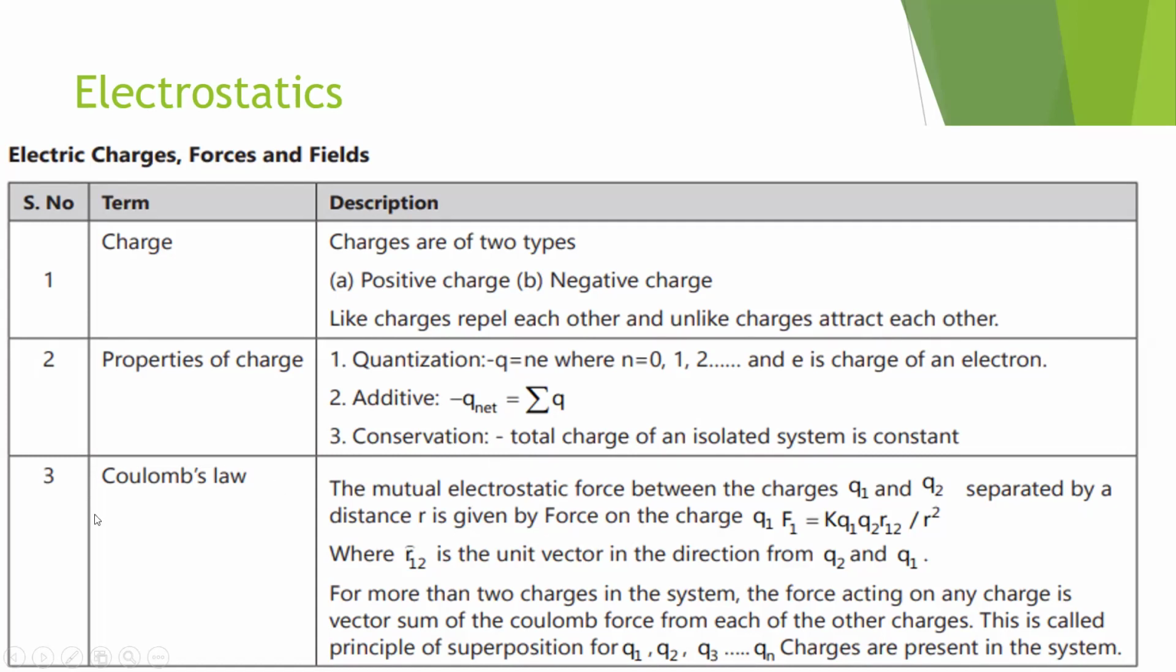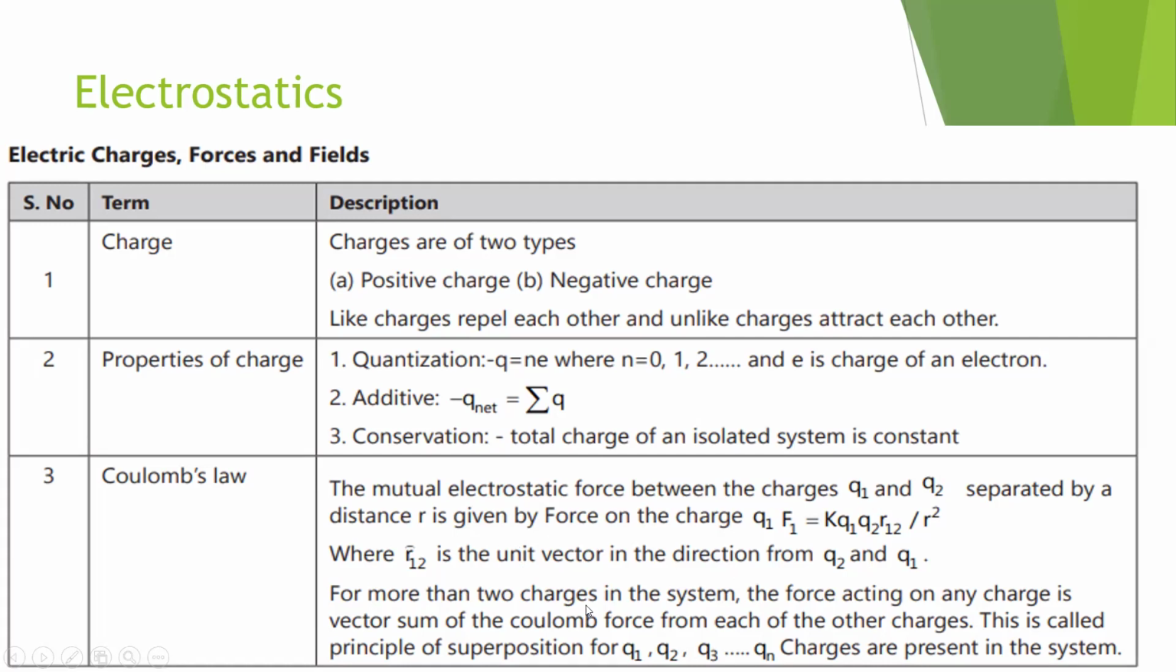A very important law here is Coulomb's law, which you might have studied, but let's have a recap. The mutual electrostatic force between two charges q1 and q2, separated by a distance r, is such that the force on charge q1, that is F1, equals k q1 q2 r12 cap by r square. Here k is 1 by 4 pi epsilon 0, q1 is the first charge, q2 is the second charge, r12 cap is the unit vector in the direction from q2 to q1, and r square is the square of the distance.